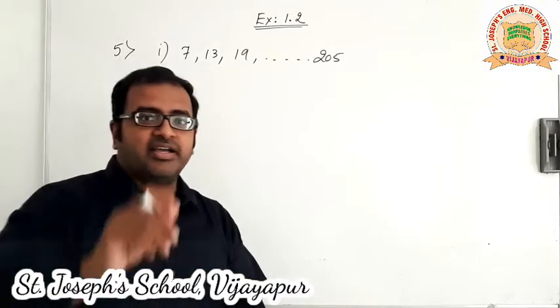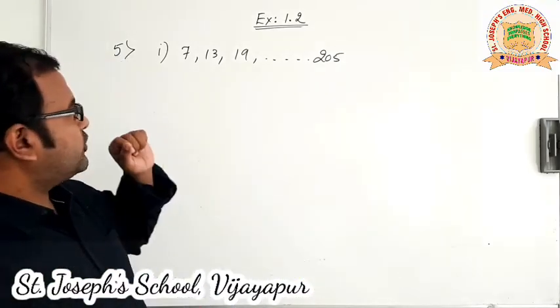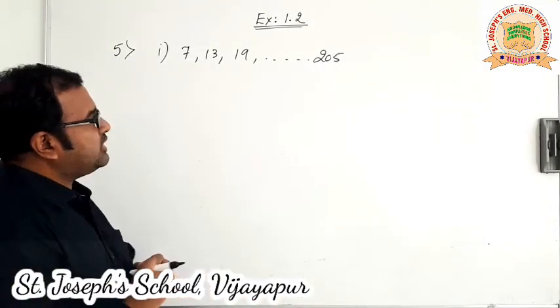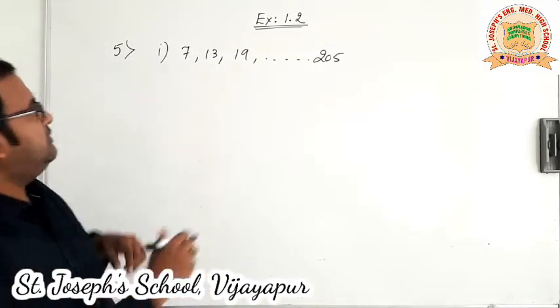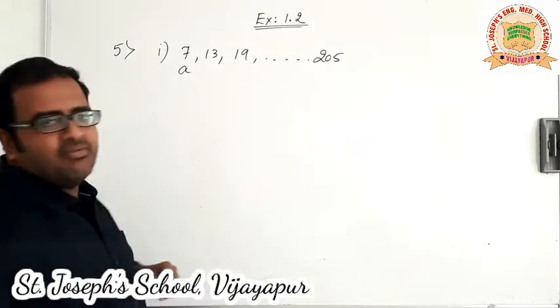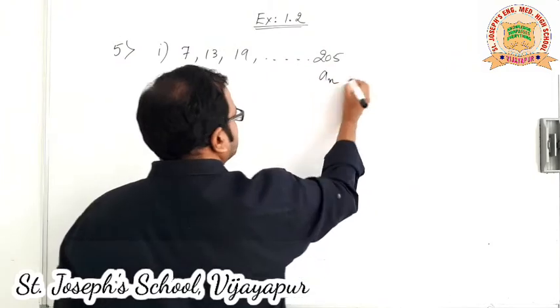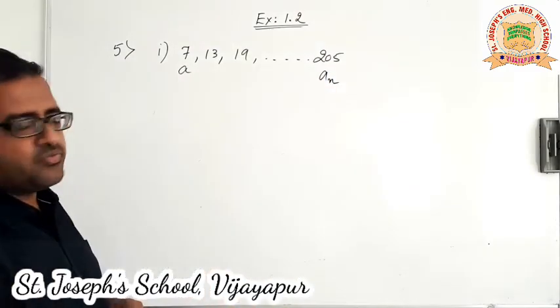Main question number 5, exercise 1.2, sub question 1. Find the number of terms. So we have to find out n value here. A is given. This is A. D we can find out using A2 minus A1. And an last term is also known. So we need to find n.